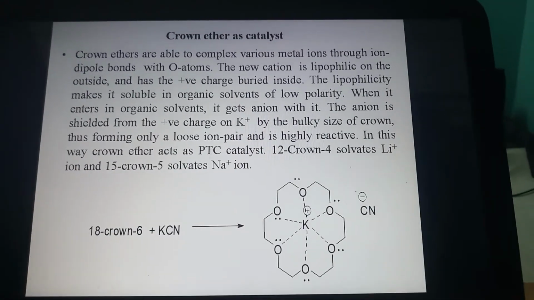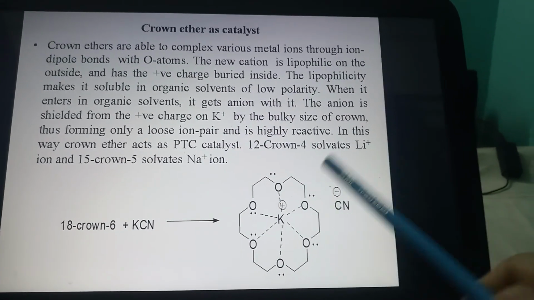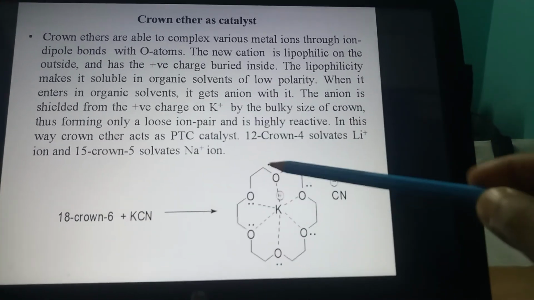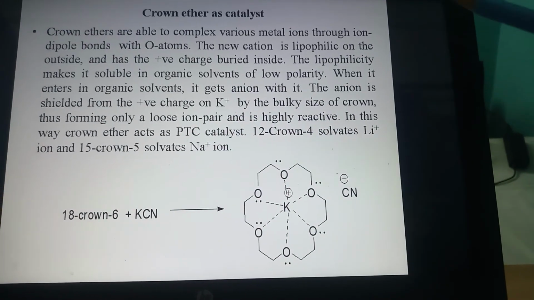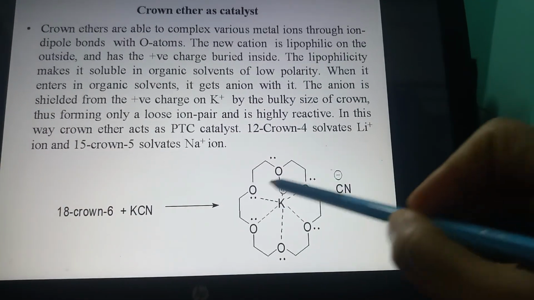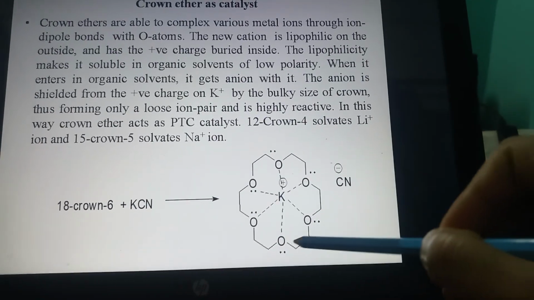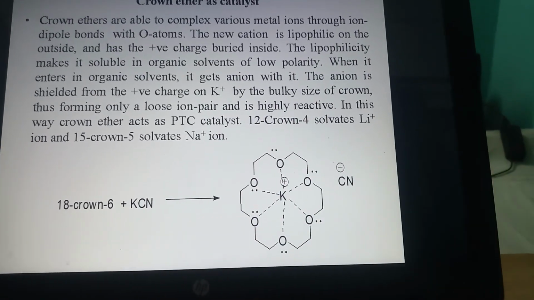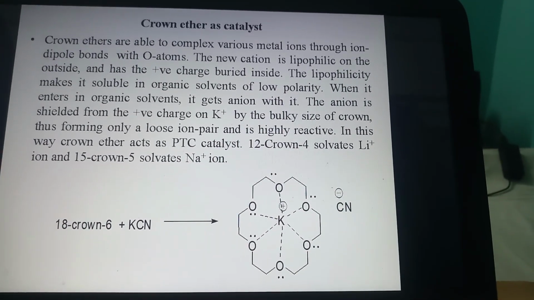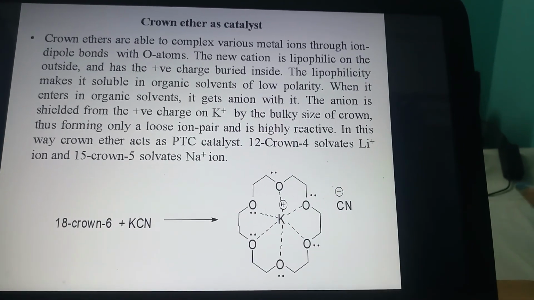Another type of PTC is crown ether. You have seen the structure of 18 crown 6. It looks like a crown. 18 crown 6 means it has 6 oxygen sites and overall 18 atoms, both carbon and oxygen. Crown ethers are able to complex various metal ions through ion dipole bonds with the oxygen atoms.